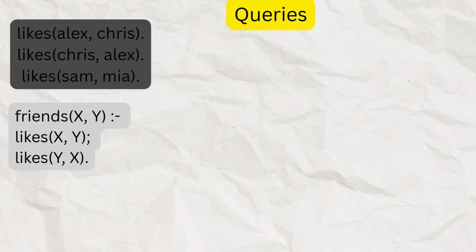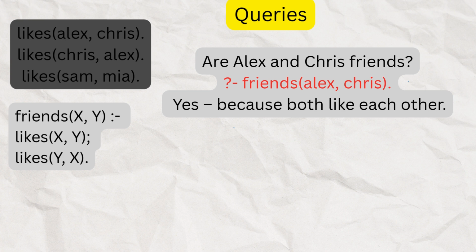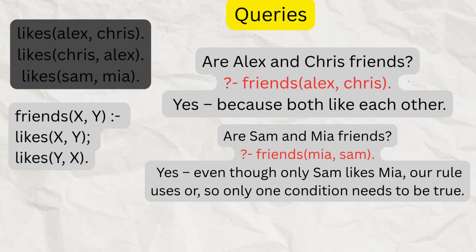Let's try a few queries using this rule. Are Alex and Chris friends? Yes, both like each other. And then another query is, are Sam and Mia friends? Yes, even though only Sam likes Mia, our rule uses or. So only one condition needs to be true.